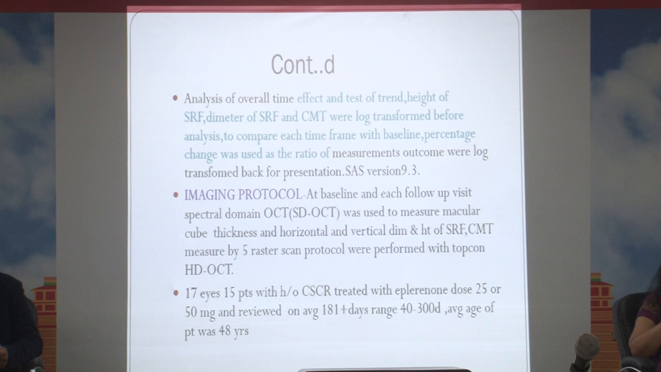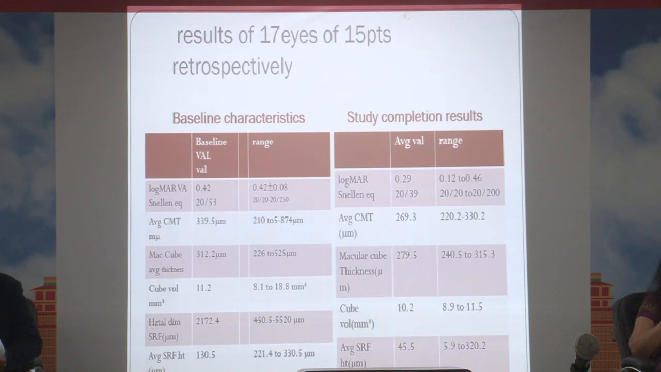Analysis of overall time effect: SRF height, diameter, and CMT were log transformed for analysis. Results: logMAR visual acuity improved from 0.4 to 0.29 at study outcome, with Snellen equivalent improving from 20/53 to 20/39 at study completion.